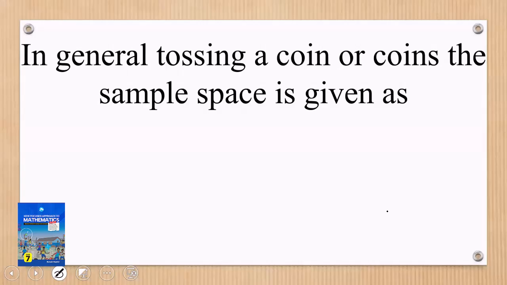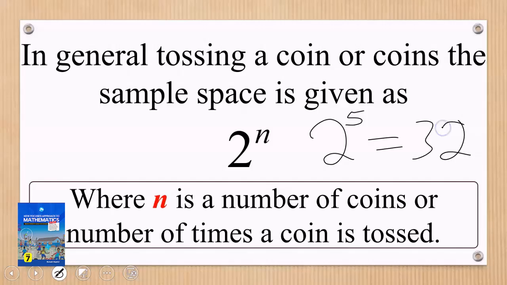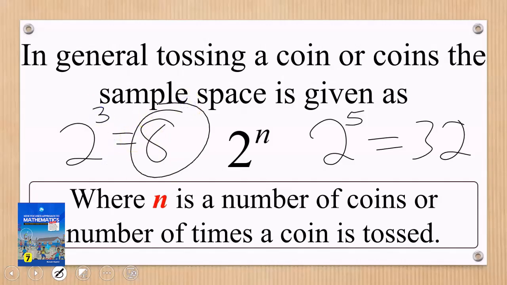In general, tossing a coin or coins, the sample space is given as 2 to the power n, where n is the number of coins or number of times we toss. So if I toss a coin 5 times, then my sample space is going to be 2 to the power 5, which will give me 32. That means sample space will be 32. If I toss only 3 coins, I'm going to get 2 to the power 3, and that will give me 8. So sample space will come as 8 possible outcomes.